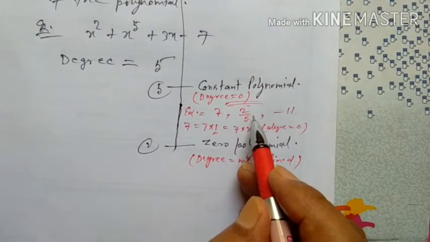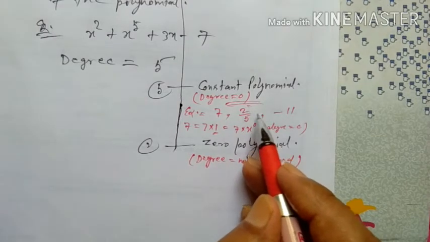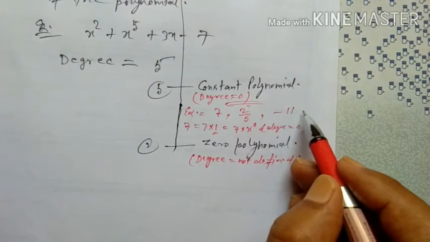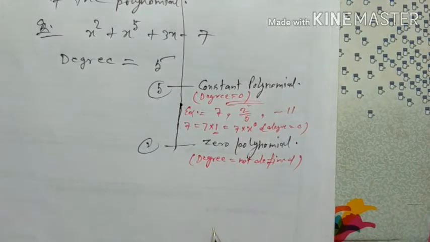Similarly, 2 by 5 can be written as 2 by 5 into 1. 1 means x power 0. Its degree is 0. Minus 11 can be written as minus 11 into 1. 1 is x power 0. So its degree is 0.